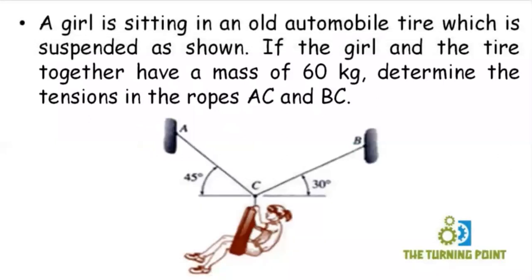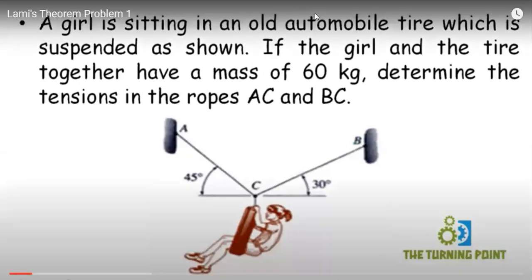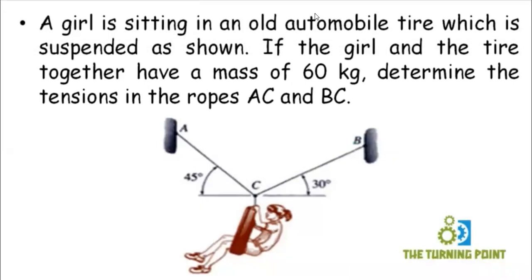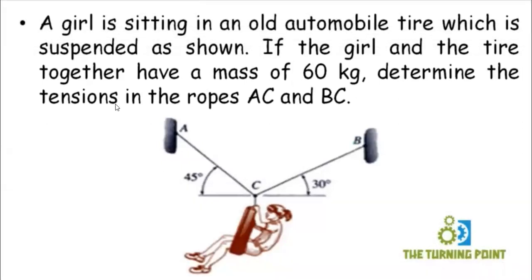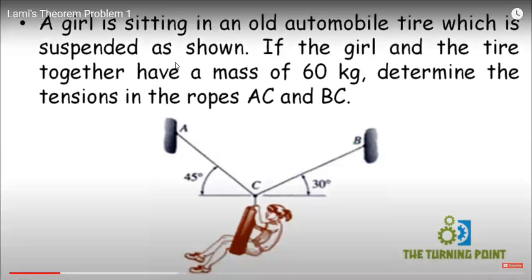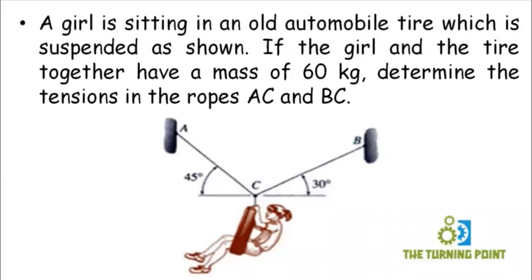A girl is sitting in an old automobile tire which is suspended as shown. If the girl and the tire together have a mass of 60 kg, determine the tensions in the ropes AC and BC. This is the given figure. If you observe there, the mass of the girl along with the tire is given as 60 kg. So here you have to convert this mass into weight. For that we know the relation W is equal to mg. So through that we can convert, no problem.